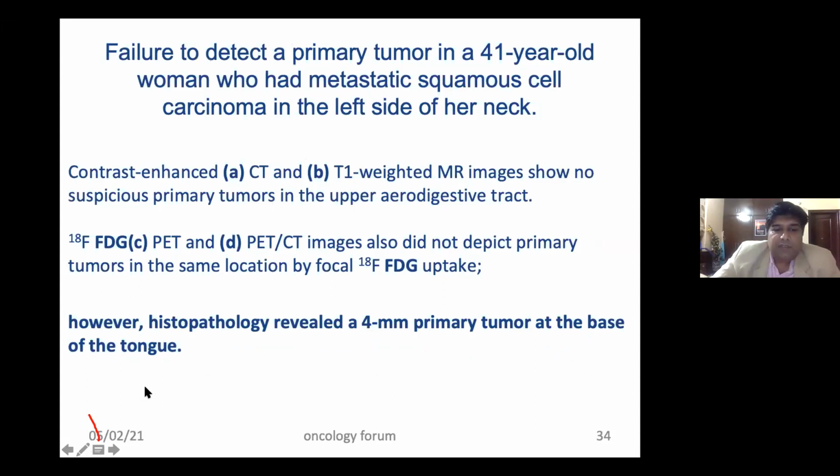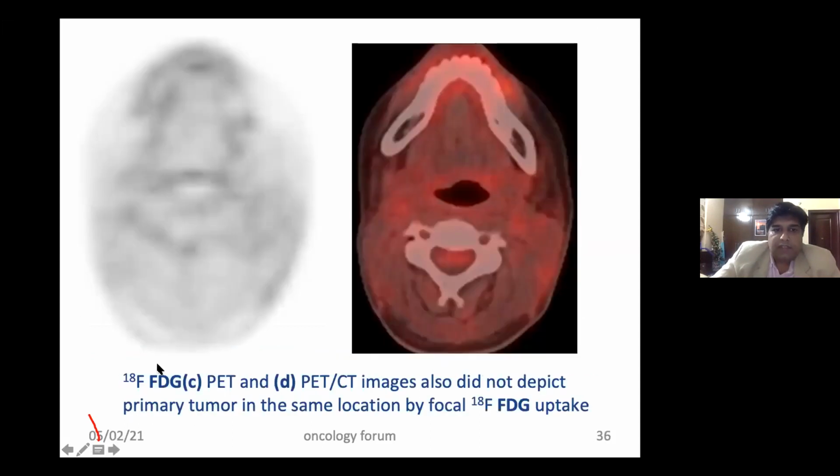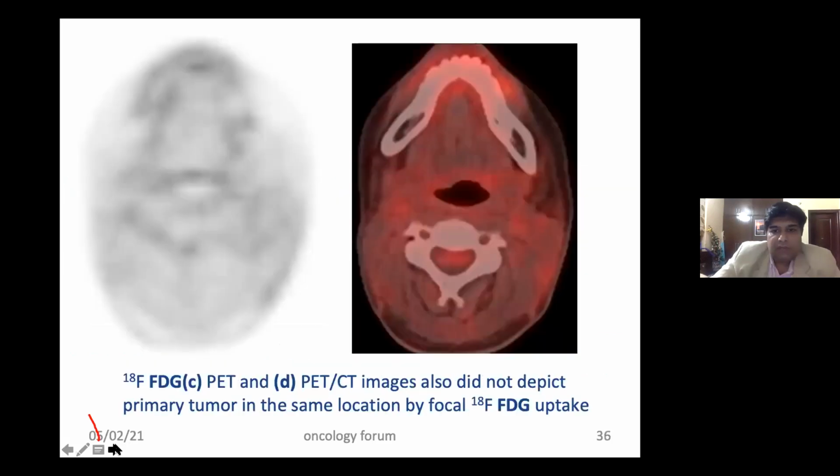Another case: a 41-year-old woman with metastatic squamous cell carcinoma on the left side of the neck. CT scan of the patient shows no site of primary. MRI also is not able to find the primary. PET-CT was performed, and there's no FDG lesion in the oral cavity or buccal mucosa, and PET is not able to find the site of primary. Histologically, there is a tumor at the base of tongue on the left side in this patient actually. So PET is not able to find the primary in this patient.